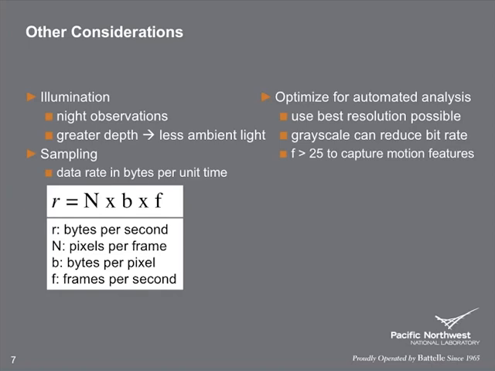And some other considerations while you're in the planning stage, think about illumination. Now, if you want to make observations at night, you will definitely need some kind of illumination, and that could be infrared sources or visible light sources. And also, the greater the depth that your cameras will be deployed at, the less ambient light that will be available. So, if you're in deeper water, you may need illumination all the time.